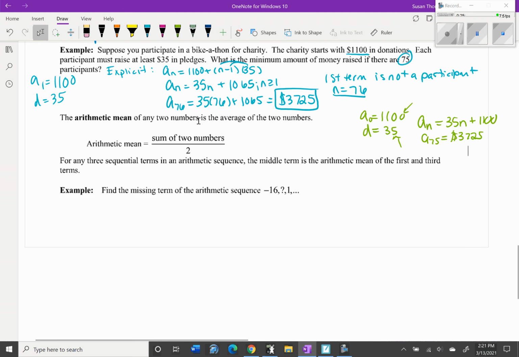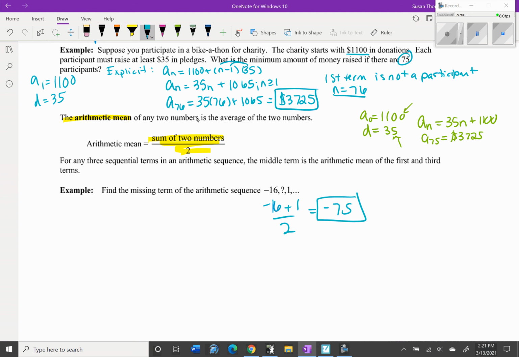So another thing to look at is the arithmetic mean. So the arithmetic mean of any two numbers is the sum of the two numbers divided by 2. So it says for any 3 sequential terms in an arithmetic sequence, the middle term is the arithmetic mean of the first and the third terms. So if we wanted to find that, then we could do negative 16 plus 1 divided by 2, which gives me negative 7.5. So that would be the missing term.